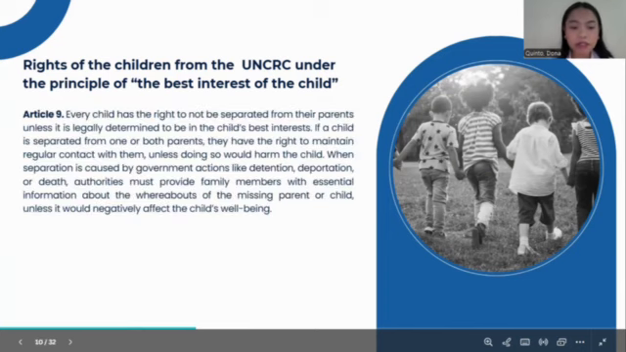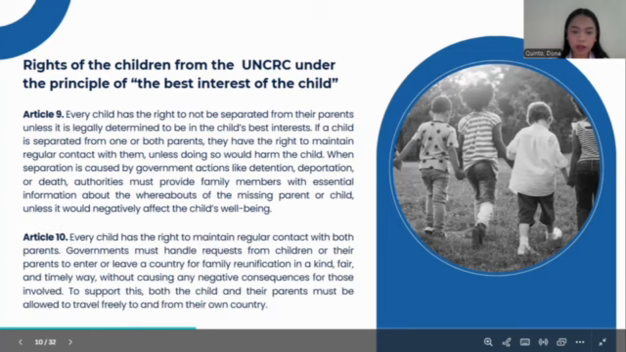Next is Article 9. It speaks about the right of every child to remain with their parents unless separation serves the best interest. And if separated, they must be allowed regular contact and be informed of their family's whereabouts, unless doing so would negatively affect the child's well-being. Article 10, children have the right to maintain contact with both parents, and government must ensure fair, timely, and compassionate handling of family reunification requests, including allowing free travel for both children and their parents.